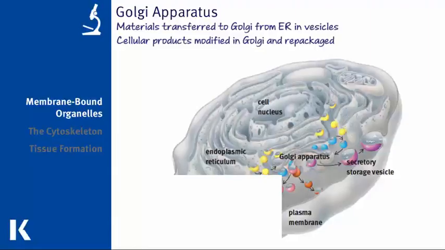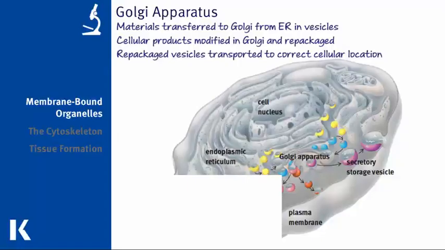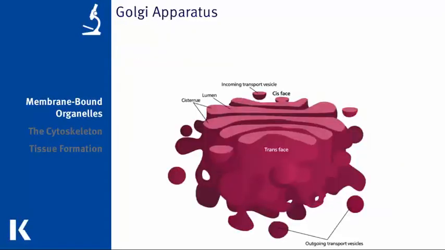When they get there, they get repackaged into a form more suitable to be moved around the cell or out of the cell, and then the little vesicles are shipped off to where they need to go. We just covered how the Golgi apparatus fits into our cellular community, but it's worth looking at it as an individual organelle in depth as well.